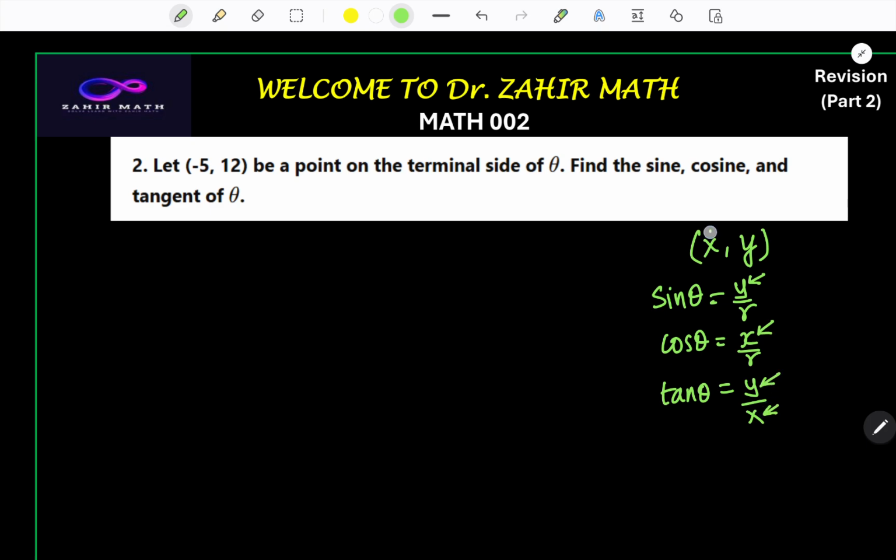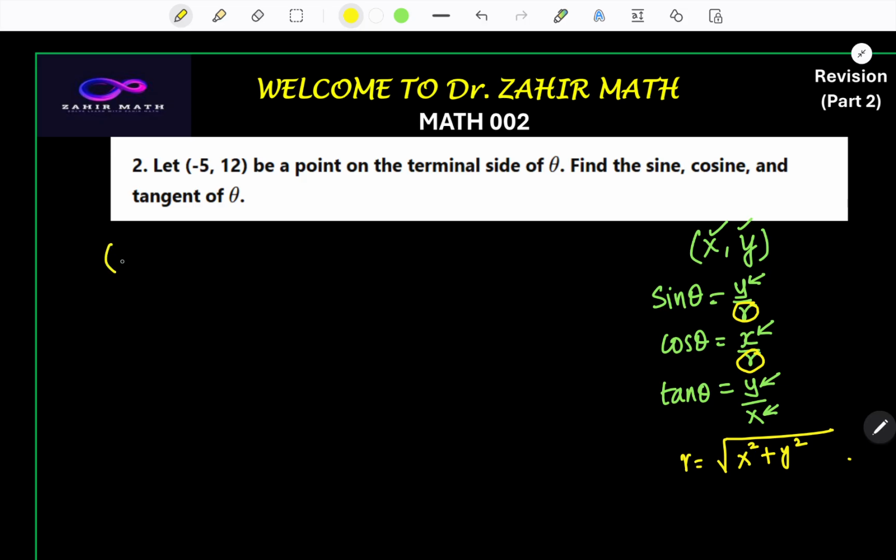Okay, right. Now x is available, y is available. Which one is missing? R is missing. Can you see that? R is missing. So what is the formula for r? R is equal to square root of x square plus y square. So this formula you need to memorize for this question.